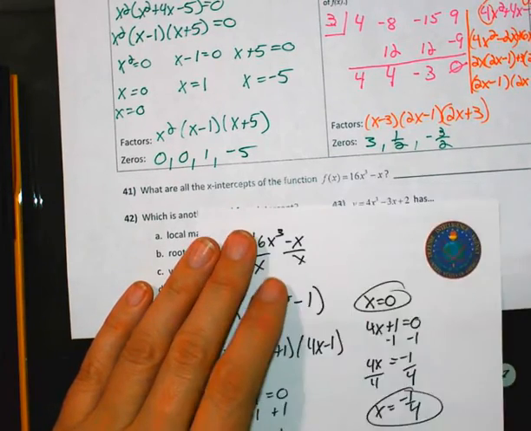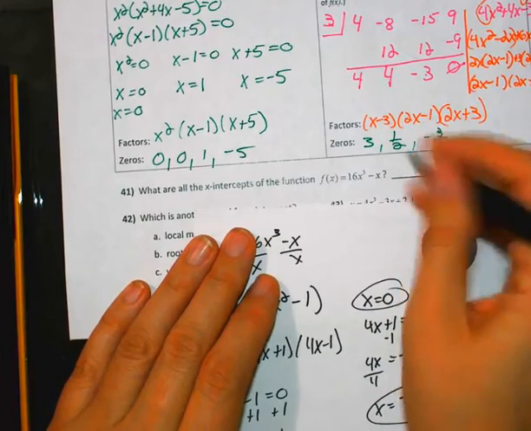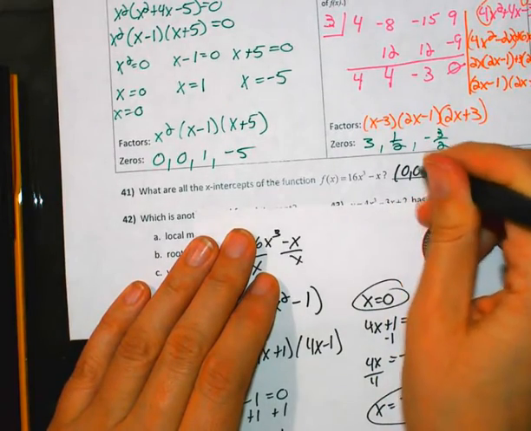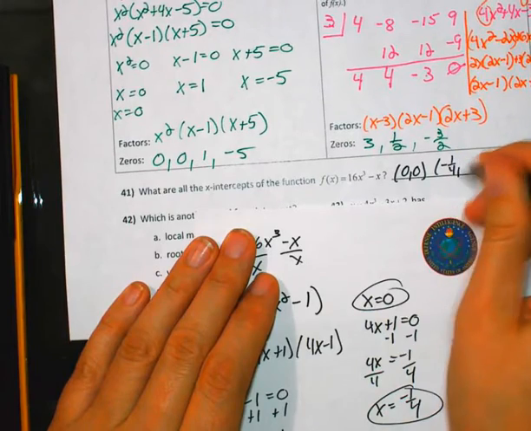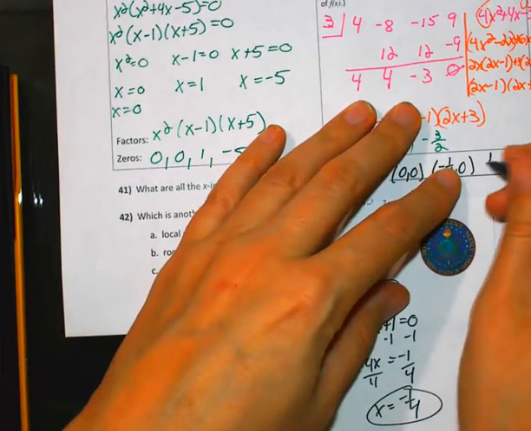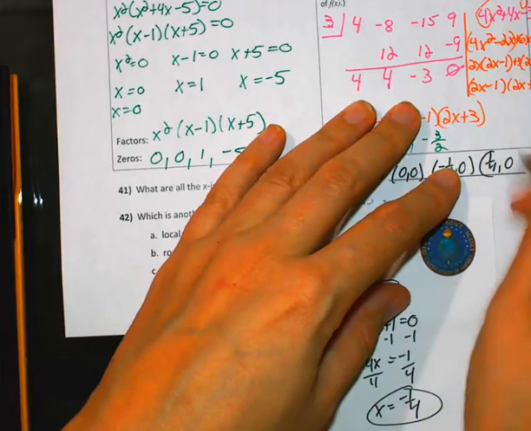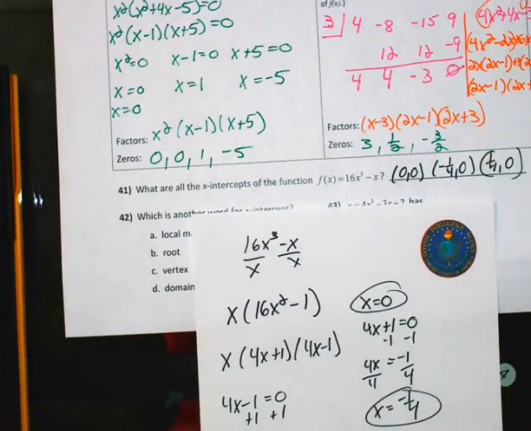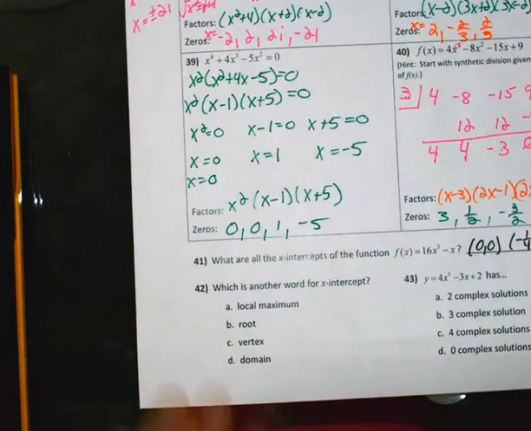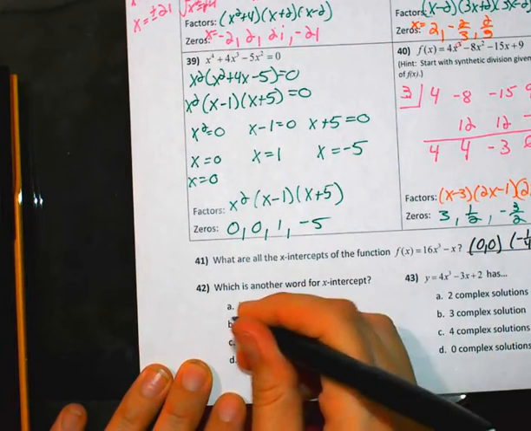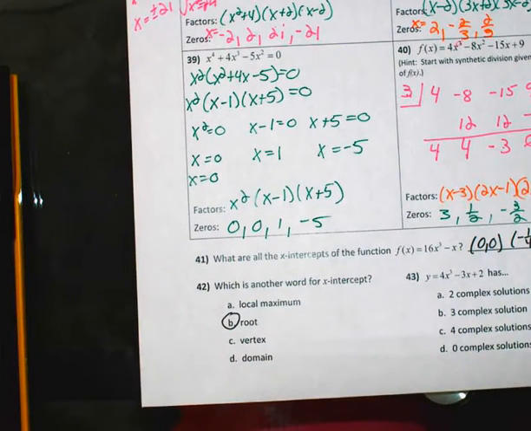Okay, so it says x-intercepts, and we know we list those in ordered pairs, so I have 0, 0, I have negative 1/4, 0, and I have 1/4, 0. We know for our x-intercepts our y is always 0. Okay, what is another word for x-intercept? Root is another word for x-intercept. Local maximum is not, vertex is not, domain is not.